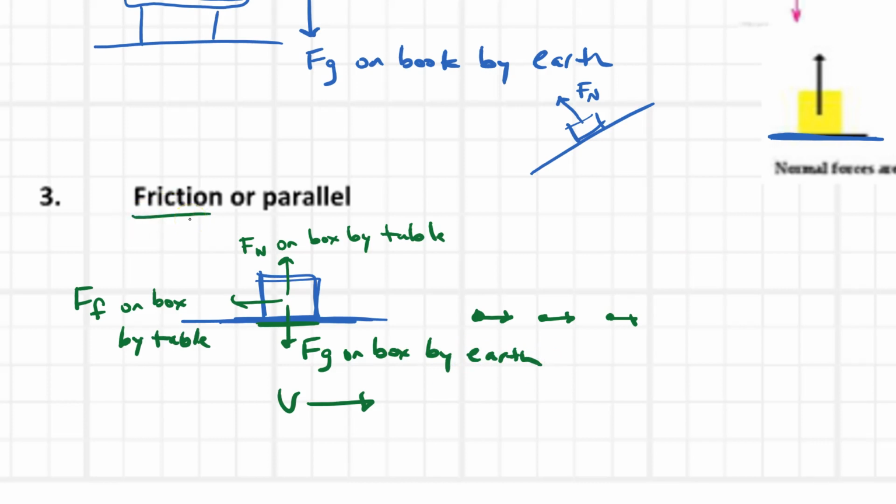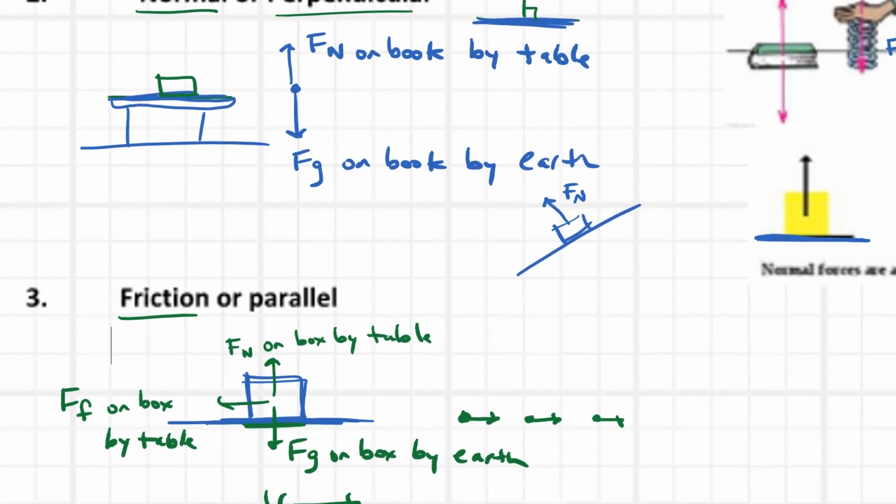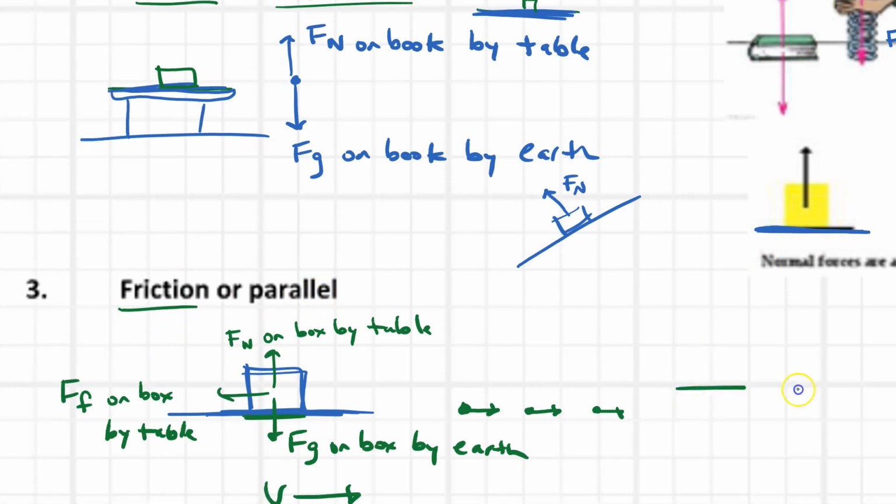So the friction force and the normal force often appear together. If there's one object that's pushing on another, in the contact force there'll be a normal force which is perpendicular, and there'll be a friction force which is parallel. So in this case, you can see that here's the surface and here's the direction of the friction. So those two lines are parallel. In the normal force, the two lines are perpendicular.